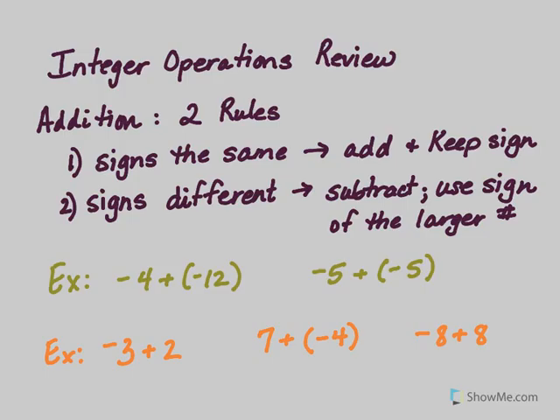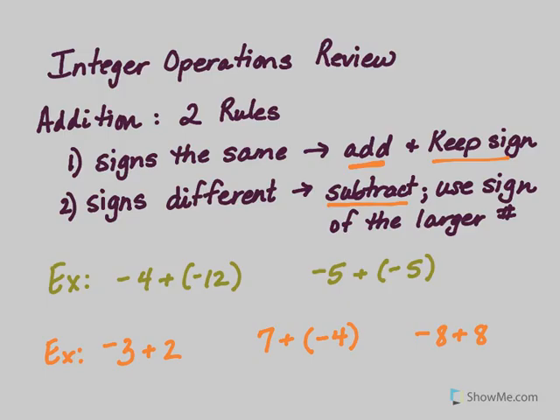There are two basic rules when you're adding with integers. Remember, integers are whole numbers that are either positive or negative. So with addition, when the signs are the same, we just add up the numbers and we keep the sign. When the signs are different, that means we're going to subtract the numbers, and by subtract, right, it's always going to be the big one minus the small one, and then we will use the sign of the larger number in our answer, for the final answer. So let's take a look at our examples.